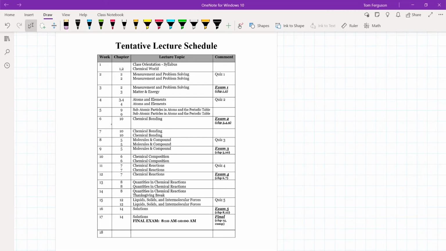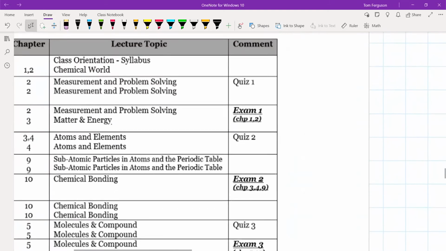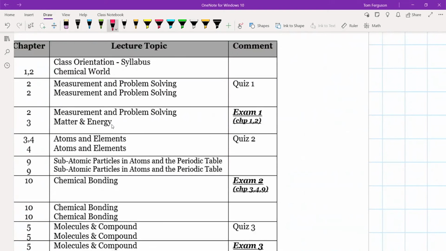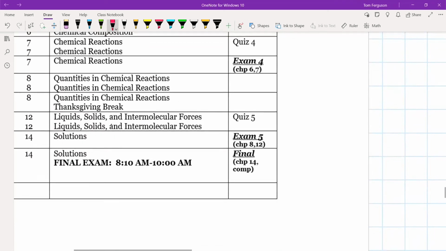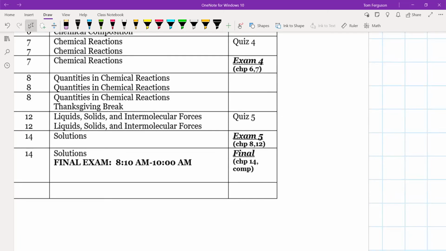This is the test schedule, and basically I've outlined what chapters each test is over. Now the quizzes, this would be my quiz 3, is going to cover the same chapters as exam 3. And then your final is going to be 2 hours long. It's going to be comprehensive and cover solutions as well, because solutions are not going to be covered for exam 5.